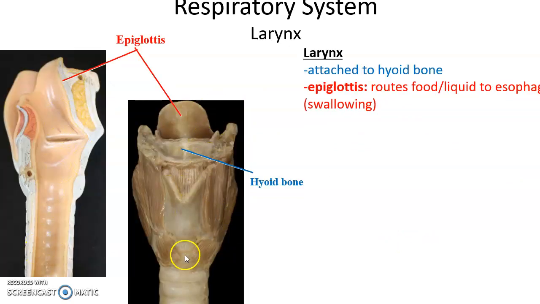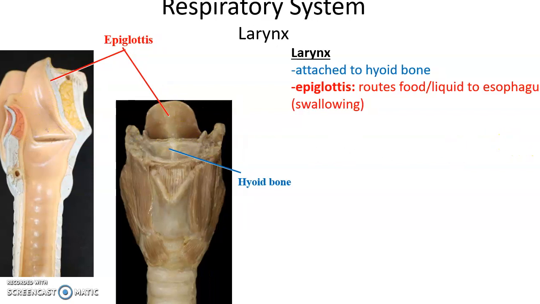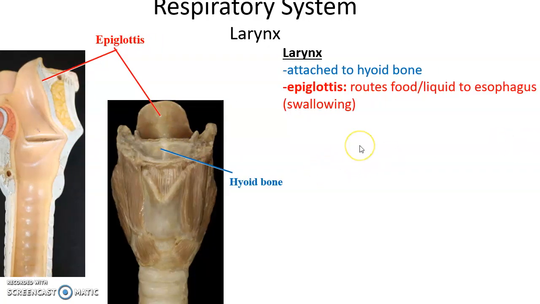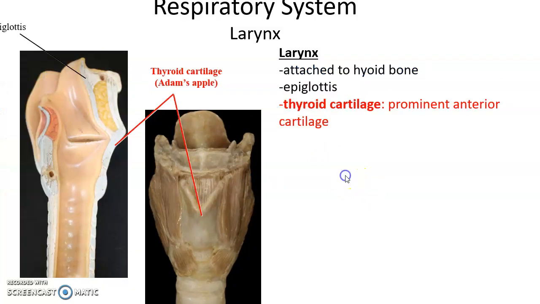Here is the view of the larynx. So the hyoid bone is the superior structure of the larynx. We also see the epiglottis here. Epiglottis is a piece of cartilage that will fold over the top of the larynx. This will close it off, routing food to the esophagus, preventing it from going into the larynx. So again, the epiglottis will fold over when we swallow, covering the opening to the larynx to prevent food and drink from entering the larynx.